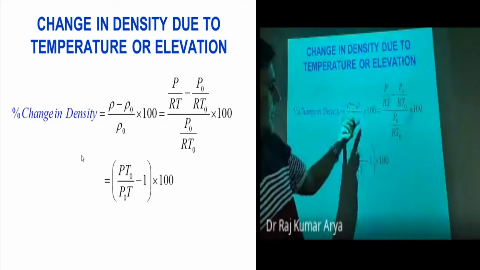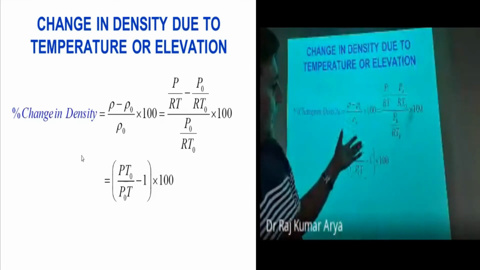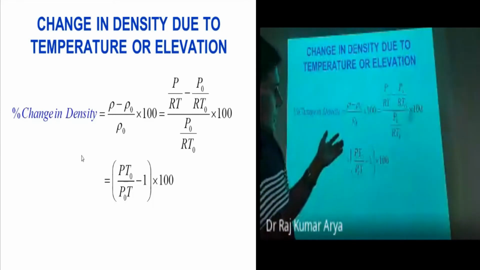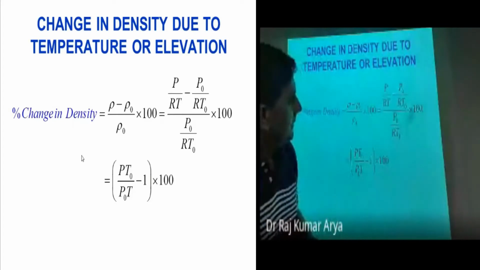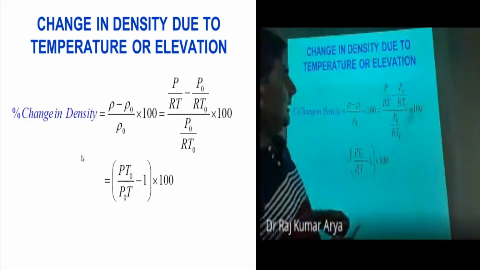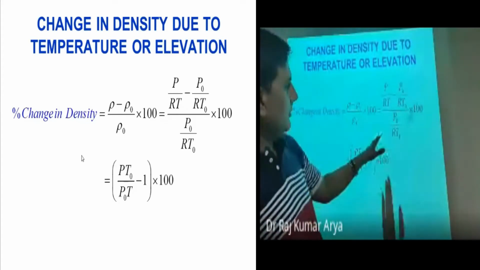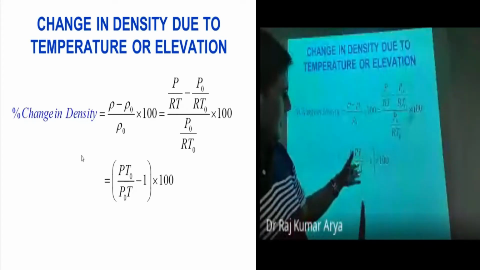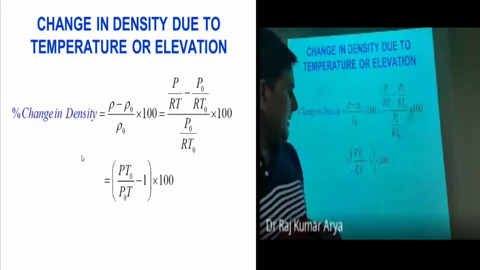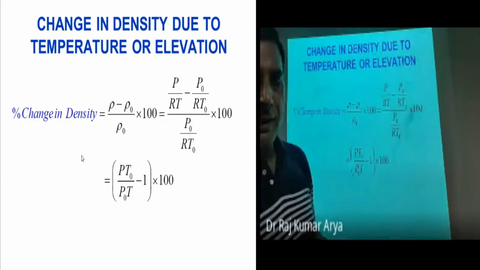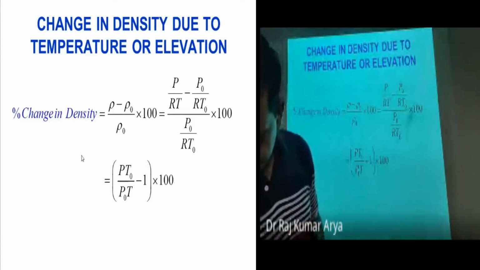Then the difference of the two divided by the original one, multiplied by 100, would be your percentage change in the density. So the density at any particular temperature you can calculate by this P by RT, and the initial density was P naught by RT, and finally you will get it in percentage, and then you substitute and get this particular expression. So if you know the pressure and temperature at a particular location, you can find the density change from the original location. Fine.